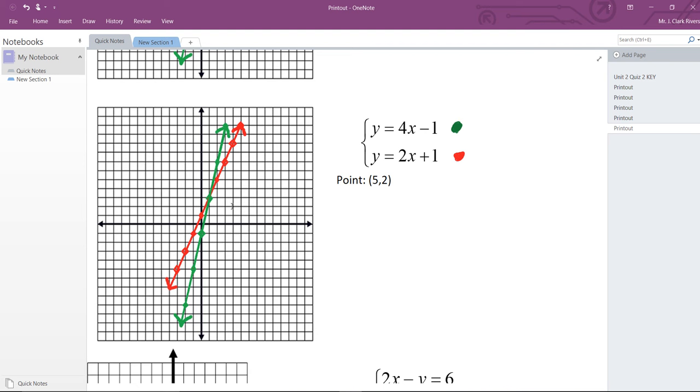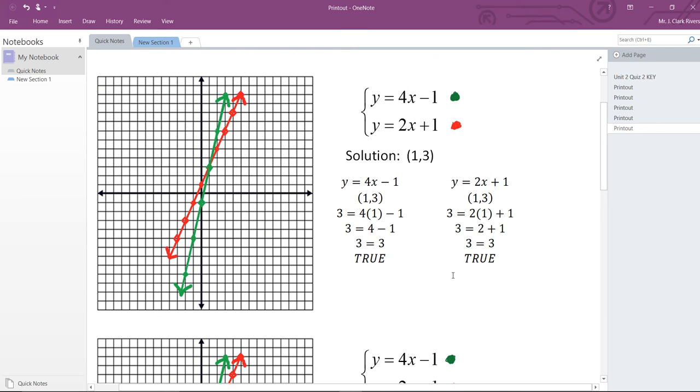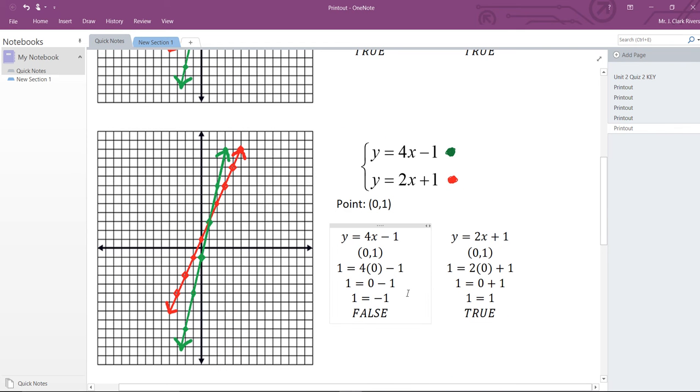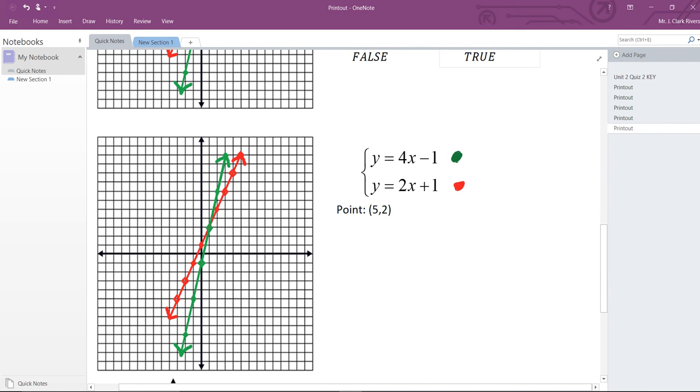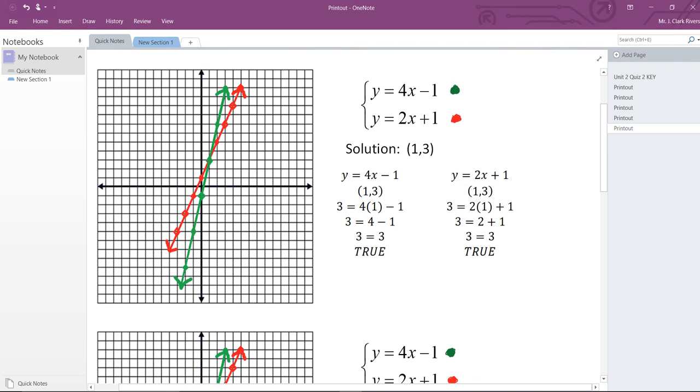So the point of this is, when you plug a point into a system of equations, for it to be a solution, it has to make both of the equations true, as we see up here. You cannot make just one of the equations true. This is not the solution. Nor can it make none of the equations true. So it must satisfy both equations in the system of linear equations. That is what's happening algebraically. Graphically, both lines will pass through that point.